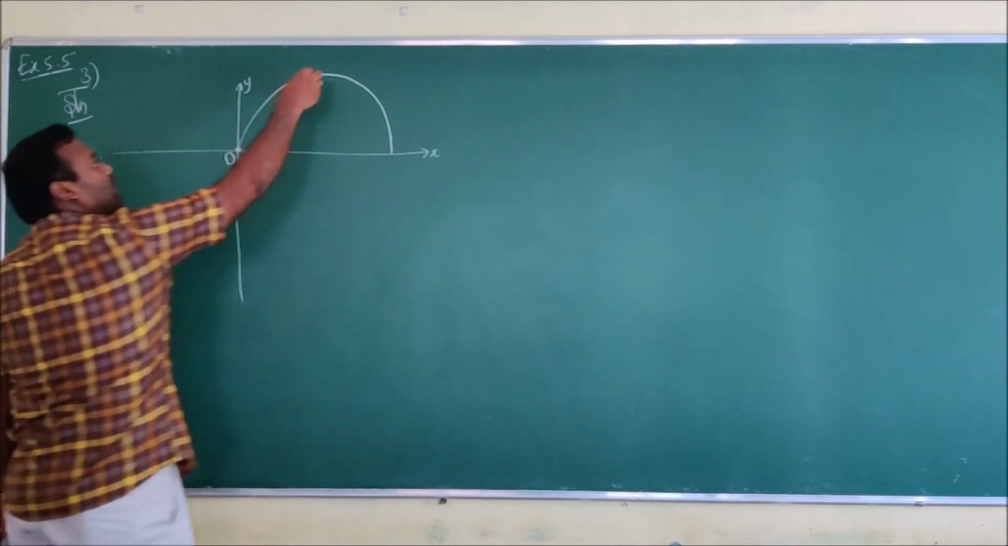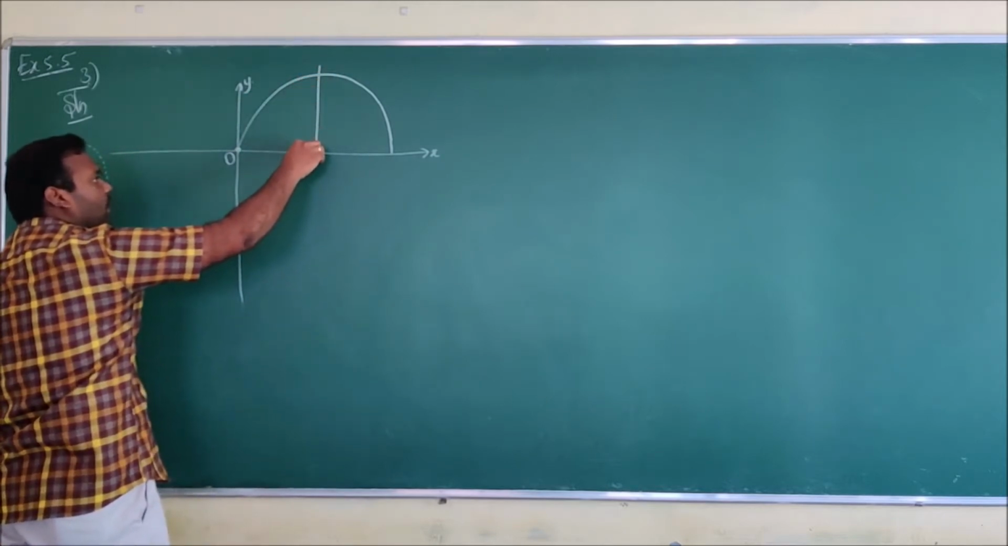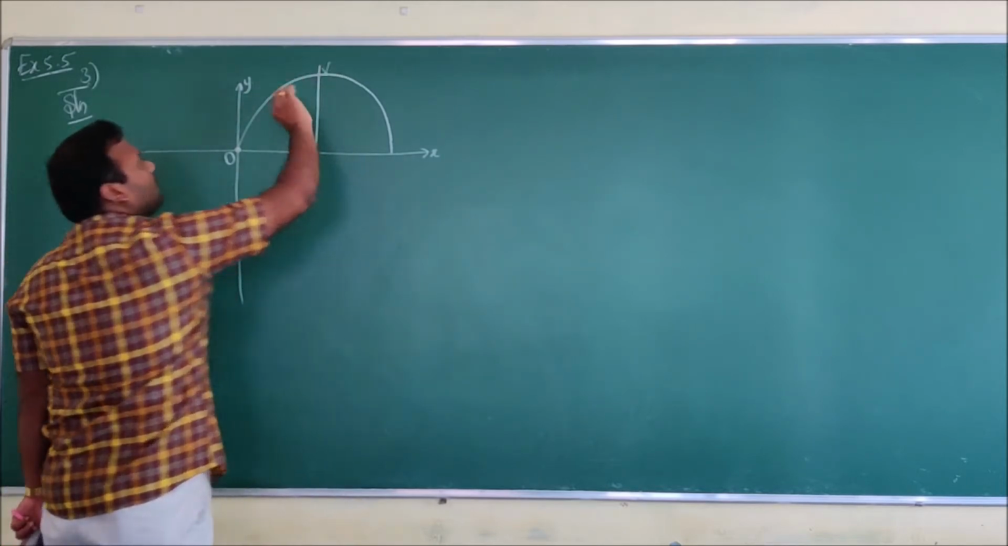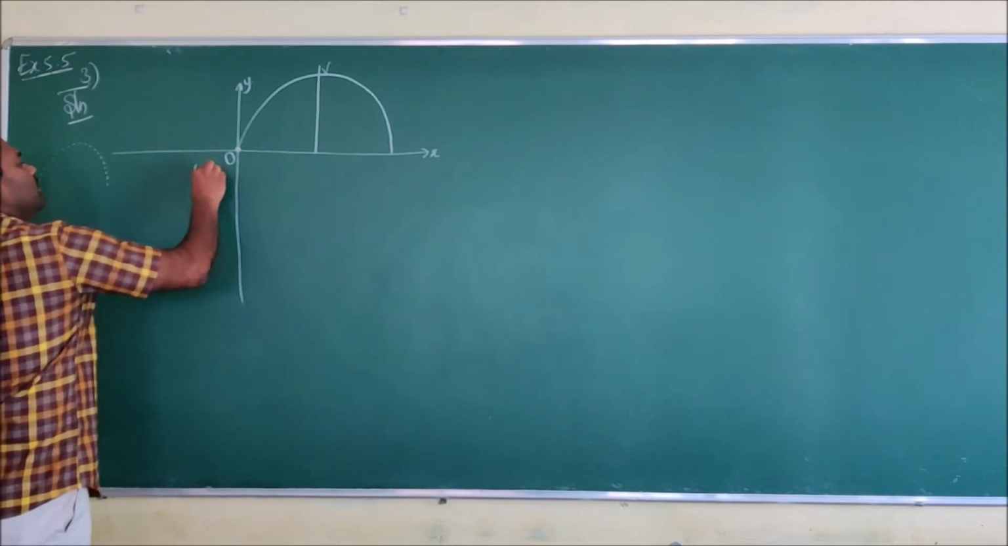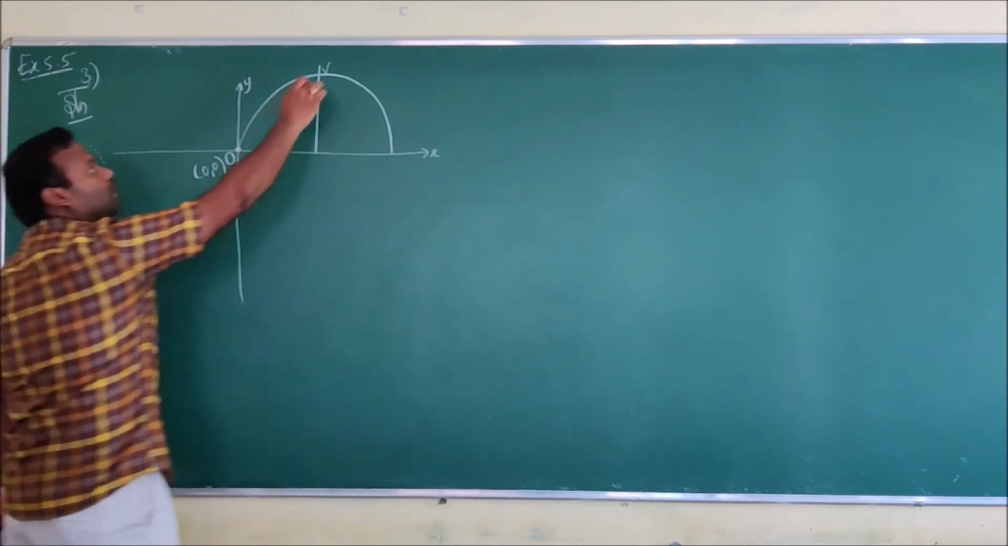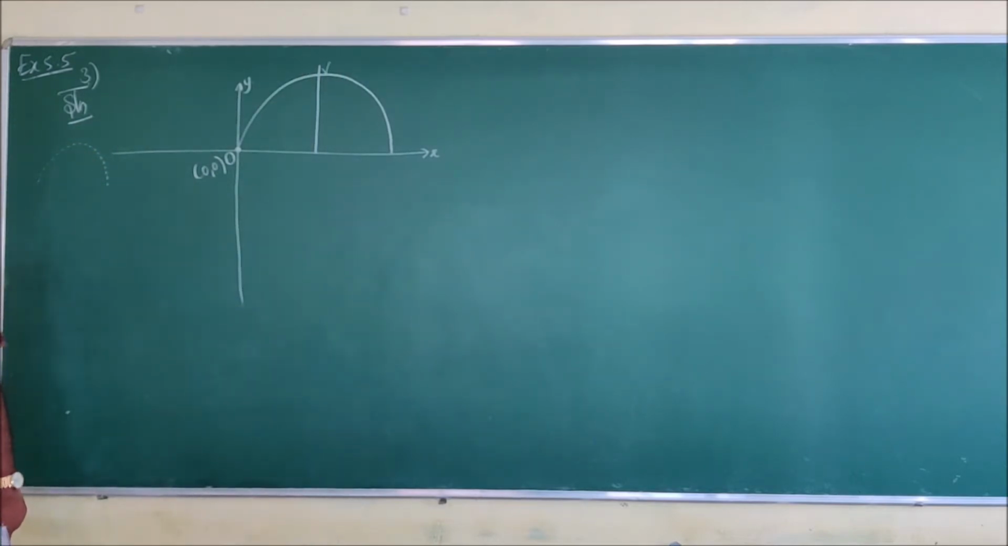The vertex of the parabola will be here. So it is not the origin 0, 0. Let us take this as the origin 0, 0. Here the vertex is not at the origin. It is the non-standard type of parabola, which is open downwards.